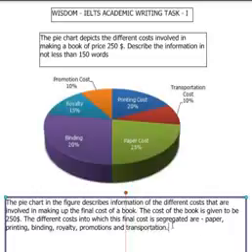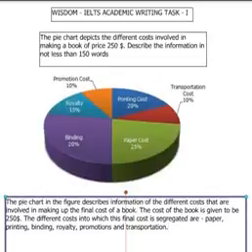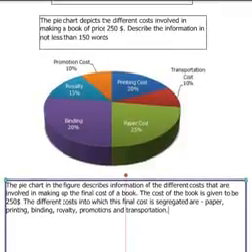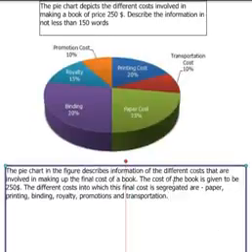So I hope I've covered all the information here. The cost of the book is given to be $250. The different costs into which this final cost is segregated are paper, binding, printing, royalty, promotions, and transportation. So this is our introduction, and this roughly makes up to be around 40 to 50 words. So we just have to write another 90 to 100 words to fulfill the minimum word limit.